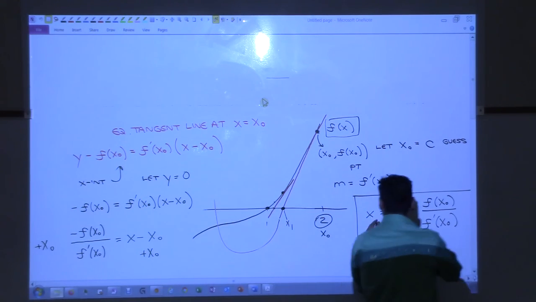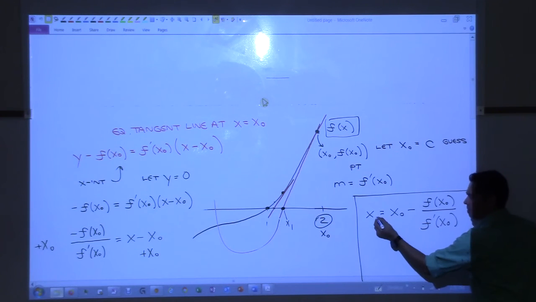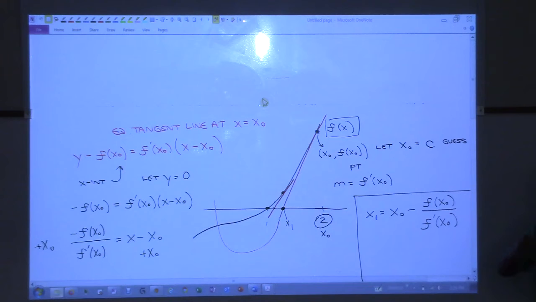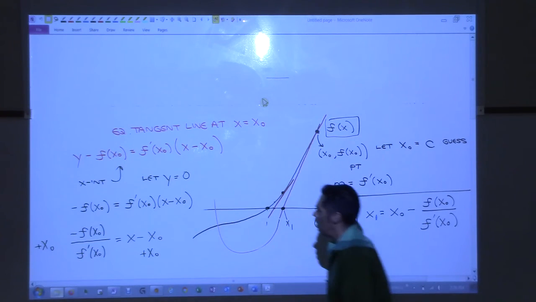So I'm going to come back over here and change this to x sub 1. And if we're going to run this same algorithm over again, then I can come up with a general formula based on this same principle, which would read as follows.